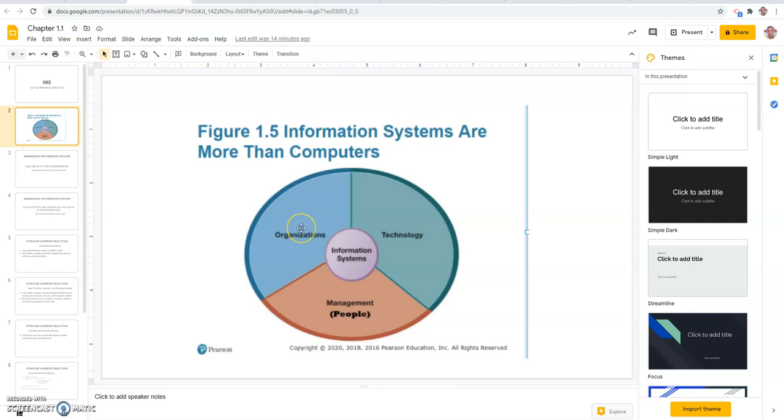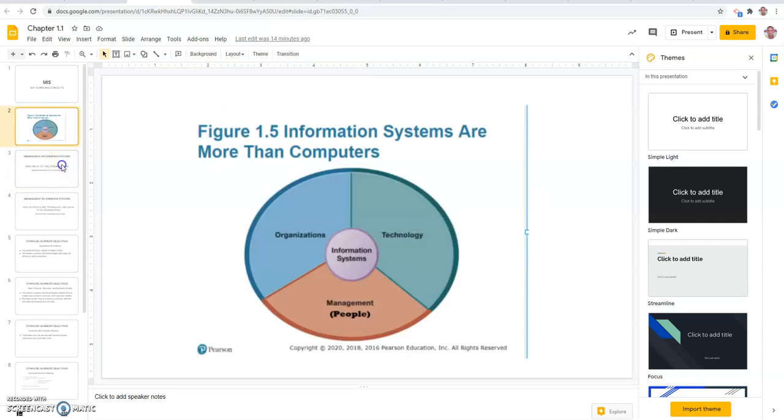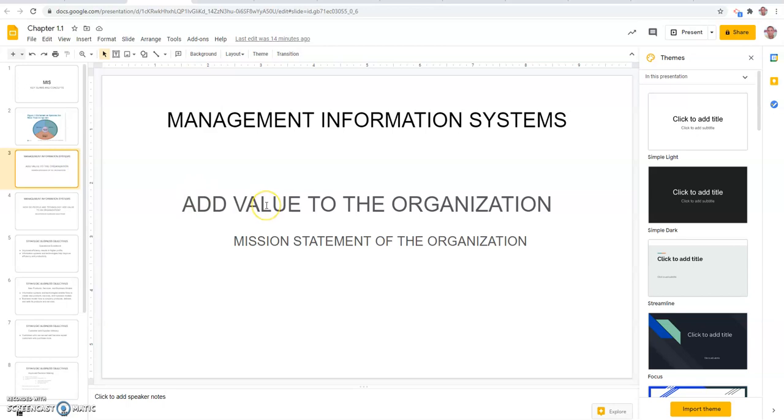So again, why do we want to study people, technology, and organizations? The reason is because we want to see how technology and people add value to the organization, right? So let's just pause. The first important key term is the definition of MIS. The second one is, why do we study it? So we know what it is. Why do we study it? We study it because we want to know how it adds value, okay?